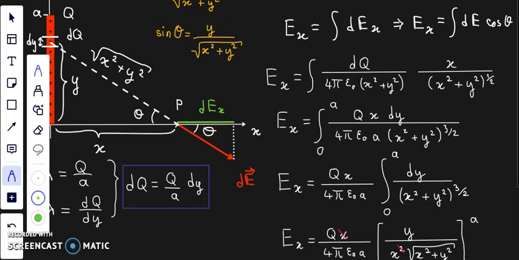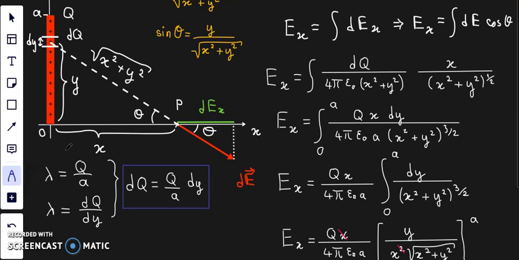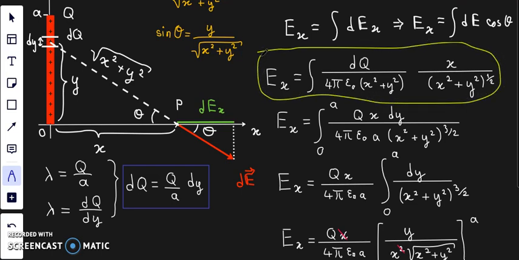Now, to find the y component of the electric field, we need to integrate dEy. And dEy is going to be very similar to dEx. The only difference is going to be the fact that we are going to multiply dE by sine theta instead of cosine theta. So it's going to look very similar to this, except here I'm going to have sine theta.